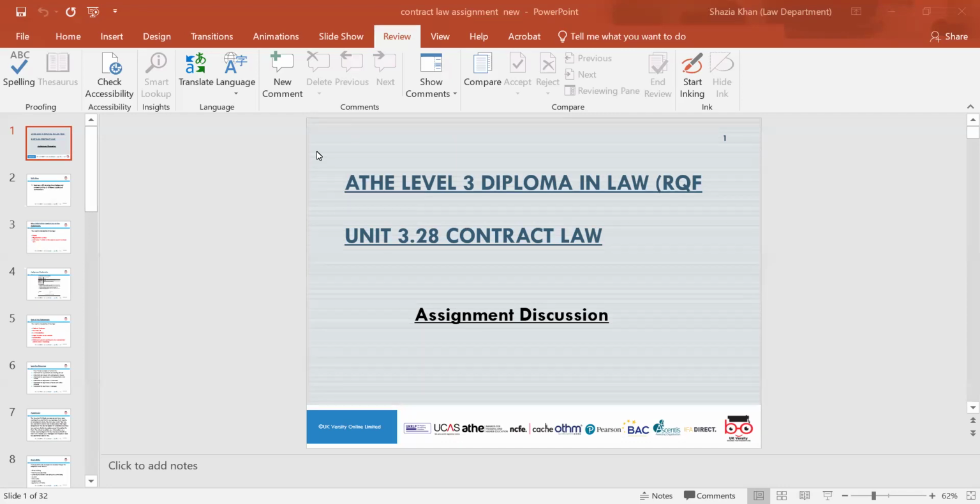We looked at what a condition was. So a condition is a term of a contract that goes to the root of the contract. And we looked at what contract would include a condition, and why it's so important to have a condition in a contract. We then went on to look at what a warranty is, and how it was less significant than a condition. So we looked at the issue of if a warranty was breached. We looked at a comparison chart between a condition and warranty and the difference between them.